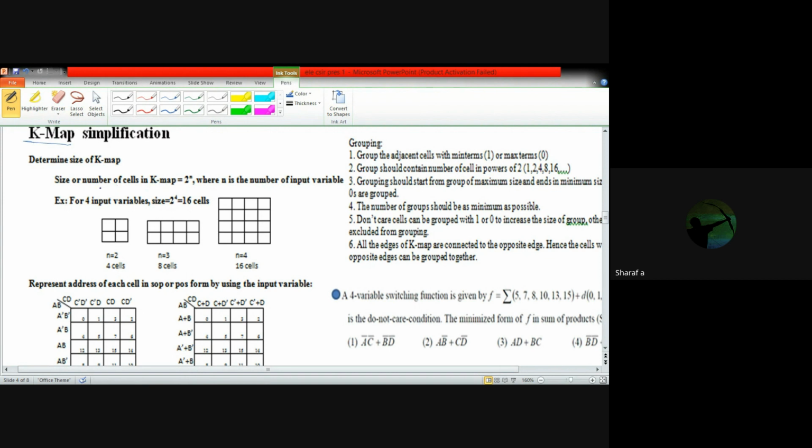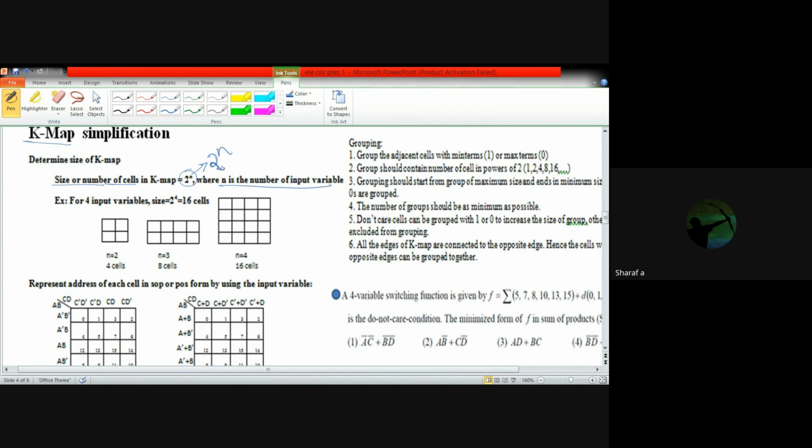The K-map is always related to the size or number of cells, and the size of the K-map, or number of cells in the K-map, is nothing but 2 raised to n. I don't know whether you will be able to see this. This is 2 raised to n, where n is the number of input variables, A, B, C, D, etc. How many inputs are there? That is represented by n. And 2 raised to n will be the number of cells, or the size of the K-map.